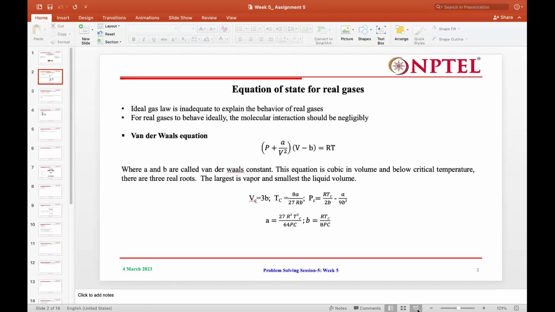Based on the van der Waals equation, here are the questions. The parameters a and b in the van der Waals and other cubic equations of state represent what? Anyone guess the significance of the van der Waals constants a and b? That is, what do they indicate? Here a indicates the molecular attraction and b the molecular size.